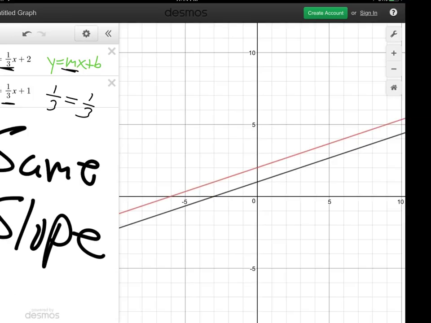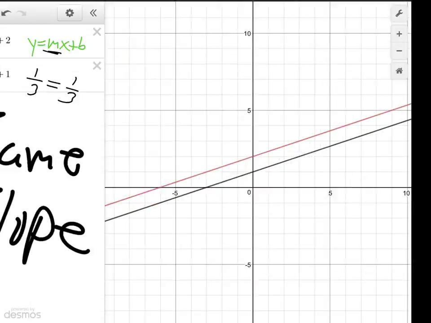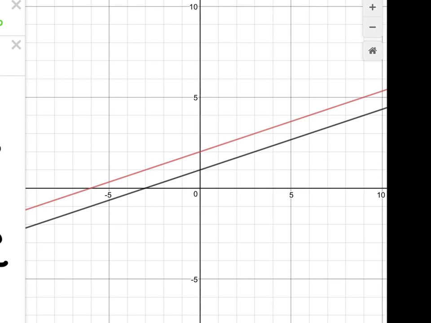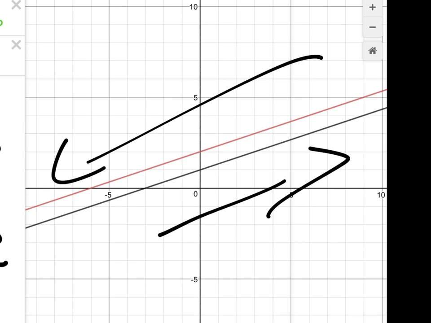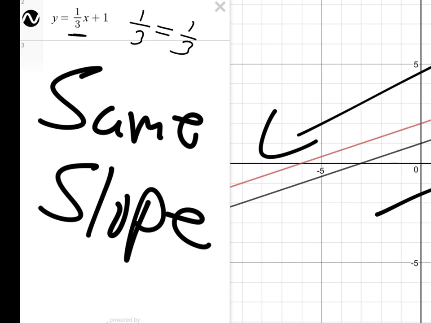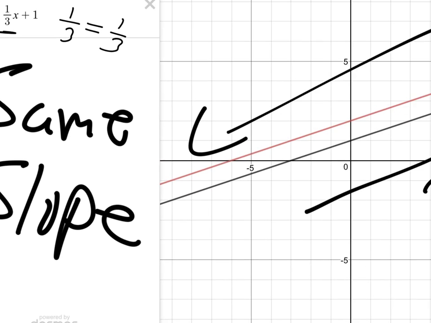Parallel lines are two lines that will never cross. Never cross. You can go this way forever and ever and ever and ever, or you can go this way forever and ever and ever. Either way, if you go this way or this way, they will never cross each other. Never, ever, in a million years, a billion, trillion years, they will never cross, ever. Okay? Those are parallel lines. Okay? Same slope. Remember that. What do parallel lines have? Same slope. Good answer. Good.